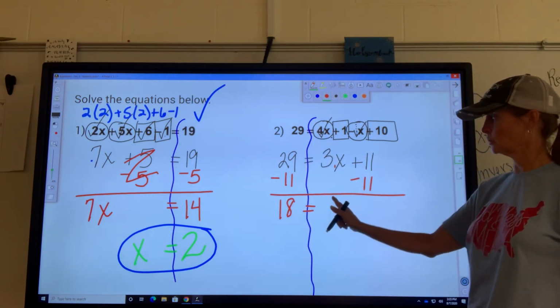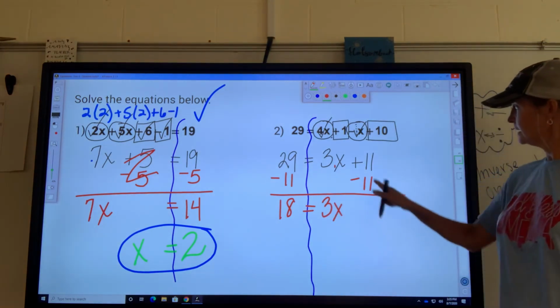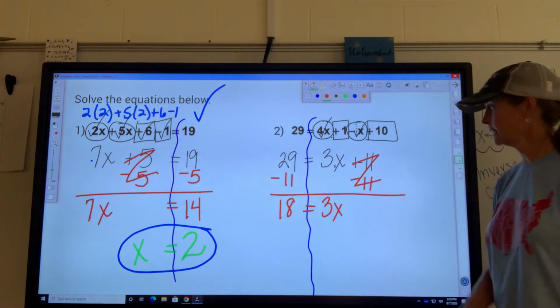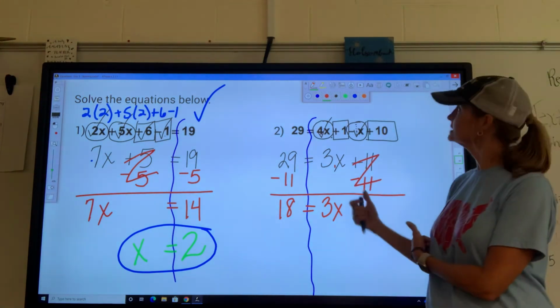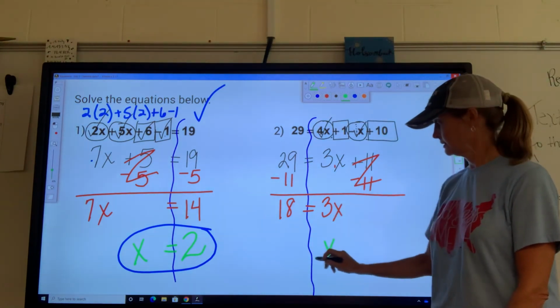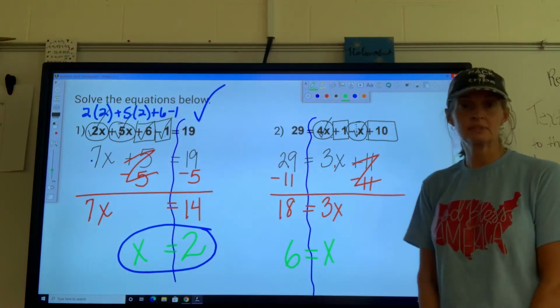3x. Did we touch it? Nope. Drop it. Drop it like it's hot. All right. 11 minus 11. Zeroes out. Please tell me that you know that 3 times what is 18? 3 times 6. That means x would have to be 6.